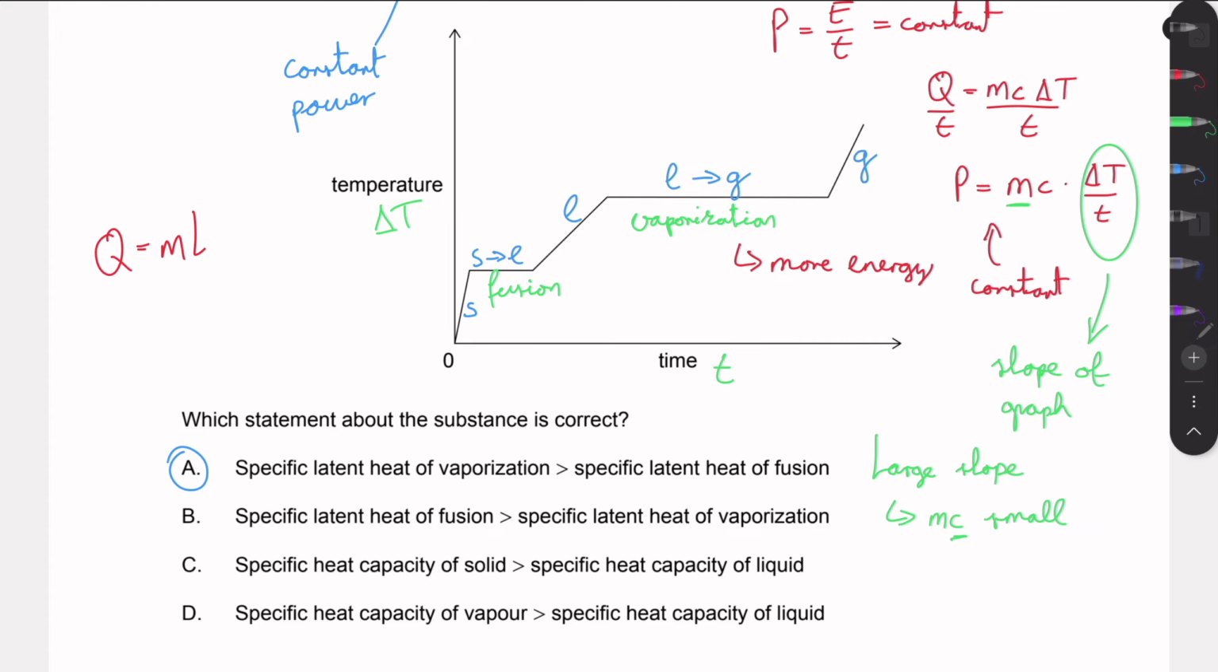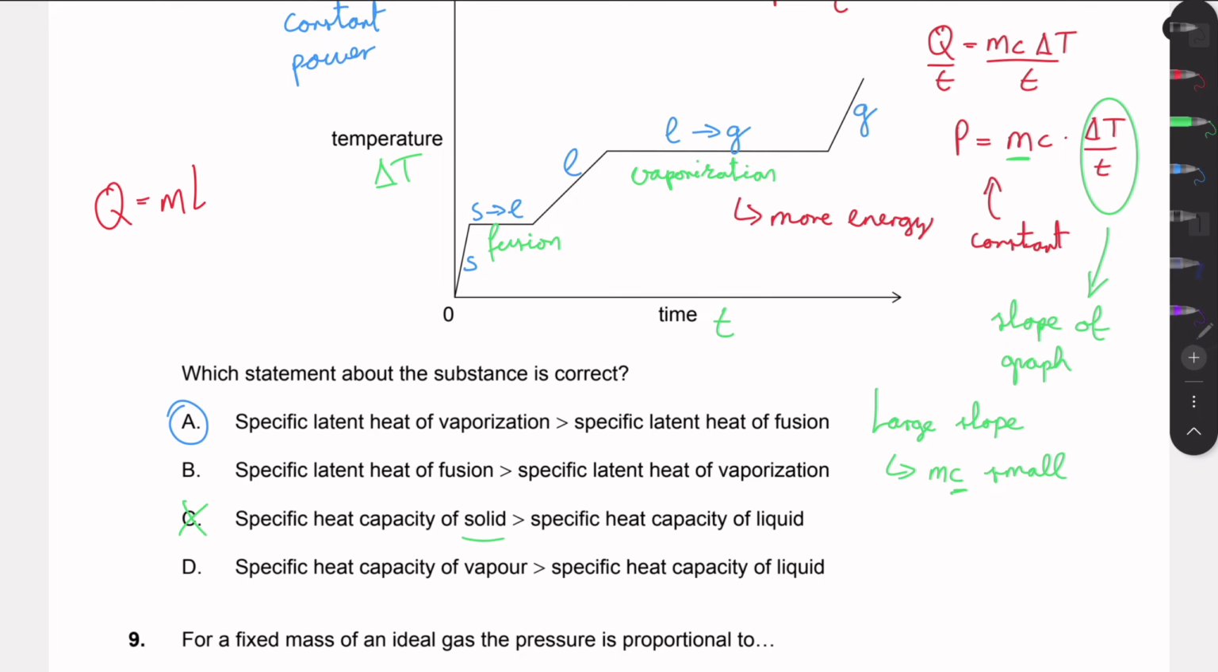And so we will see that the slope here for the solid phase is, for example, much steeper than the slope over here. So we can say that the specific heat for the solid phase is smaller than for the liquid phase. So that's why C is incorrect. Here it says the opposite. So it says solid is larger than liquid, but now we know it's an inverse relationship. So larger slope means smaller specific heat capacity.